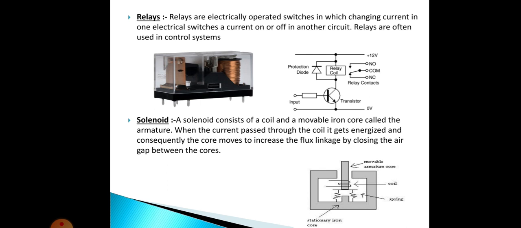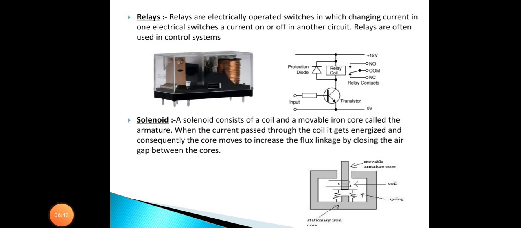So what will happen when this coil is energized? At that time this core will get attracted. The air gap will get minimized and it will get attracted. Here the movable core is spring loaded to allow the core to retract when the current is switched off. So when the switch is off, what will happen? The spring will let the core move back into its original position. So like that it will become off.